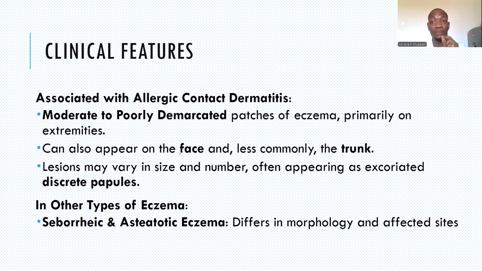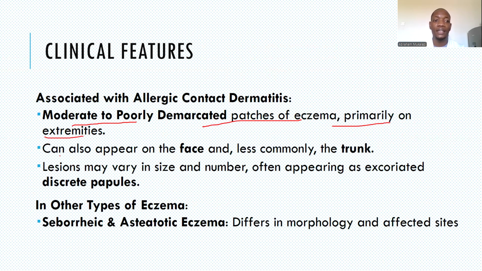And that should be very key for you to remember, because oftentimes you have to make the diagnosis of maybe allergic contact dermatitis, because you see that maybe the rash is here, but at the same time this person has a generalized papular rash that is eczematous. So you can make the diagnosis because just that condition can get disseminated eczema. So in the clinical picture, we can see moderate to poorly demarcated patches of eczema, primarily on the extremities, and then can also appear on the face, or less commonly even on the trunk.